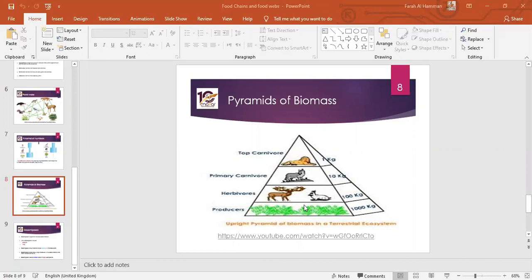Why? Because remember we said that in any food chain, the amount of energy transferred decreases as we move along the food chain. Did we or did we not explain this? We said as we move along the food chain, the amount of energy transferred in this food chain will decrease. This is why, since the amount of energy transferred in a food chain decreases as we move along the food chain, then producers are going to have the largest amount of energy possible.